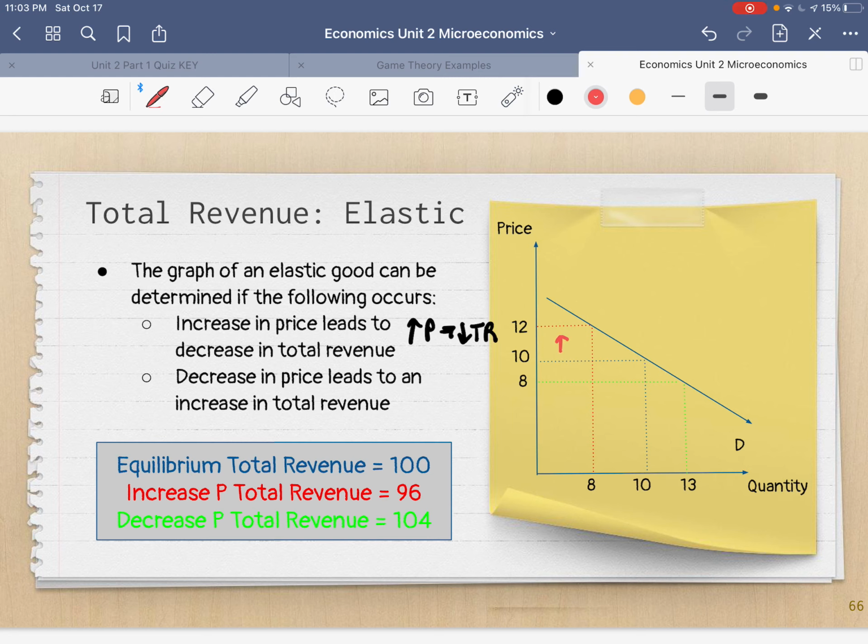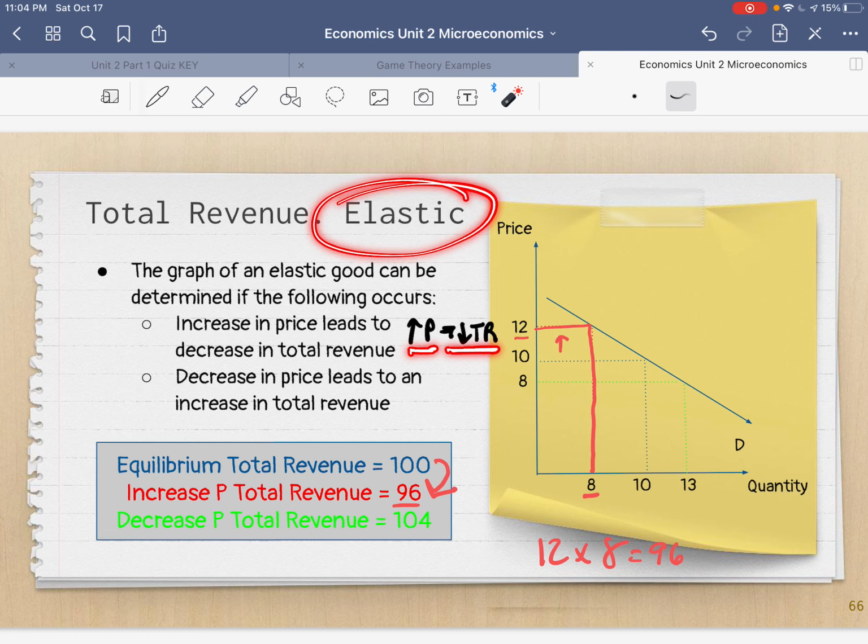Okay, so I increased the price. I went up. The price is now 12. I draw my line down, hit the demand curve, and my quantity is 8. And I will always give you these numbers. I'm not going to make you pull them out of thin air. So now I've got a new total revenue. What is 12 times 8? My new total revenue is 96. Okay? So now we have to determine, when we increased the price, what happened to total revenue? It went from 100 down to 96. So an increase in price leads to a decrease in total revenue. That means the graph is elastic.